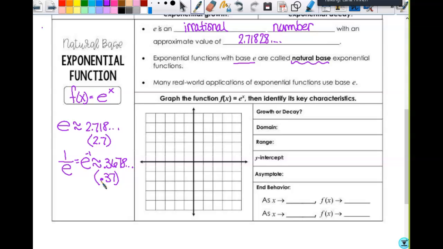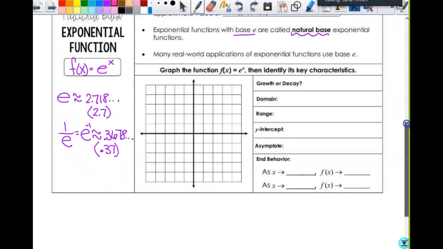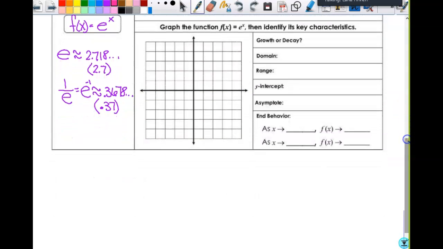So let's graph some things here then. Given the function f of x equals e to the x power, we're going to graph that, and then we're going to identify its characteristics. I'm going to start with an x value of 0. If I take e to the 0 power, what do I get? 1. Exactly. If I use 1, e to the first power is about 2.7, so I go to about 2.7.